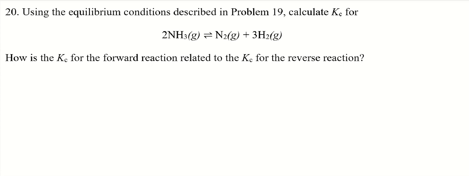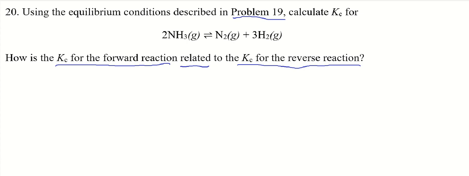How to redo this real quick, because I just noticed that this problem refers to problem number 19, which hopefully you still have in your notebook. All right, so we're going to answer this question: how does the equilibrium constant for the forward reaction compare or relate to the equilibrium constant in the reverse direction? So did they switch it up on us?